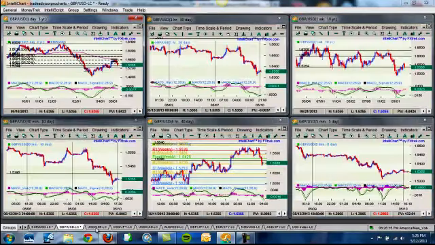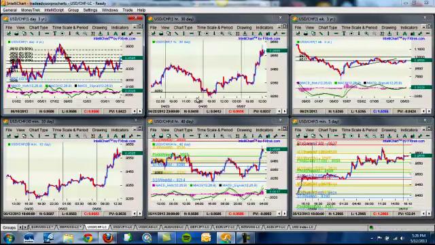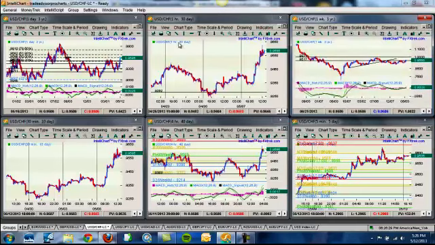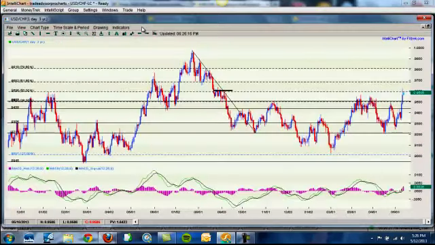Let's go to the Swissy. Swissy still pretty sideways bound, like it has been for quite a while. On a weekly chart, and let's look at a daily chart. We did see a significant breakthrough up on this pair.